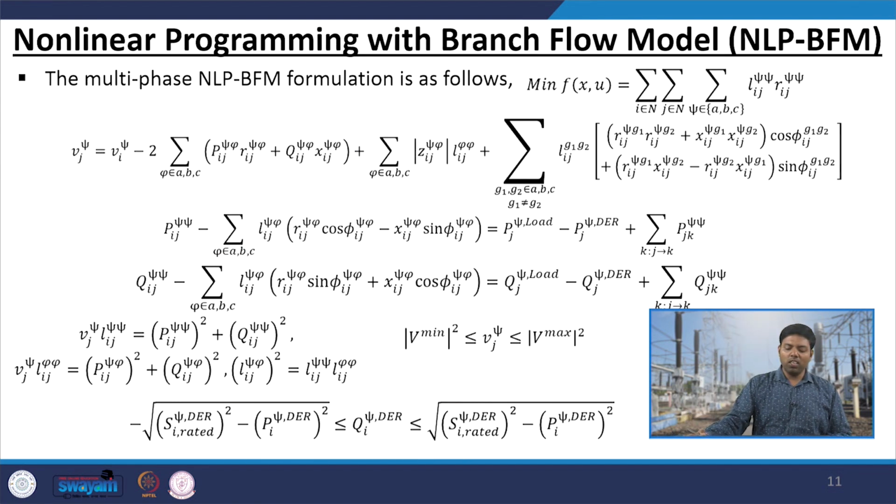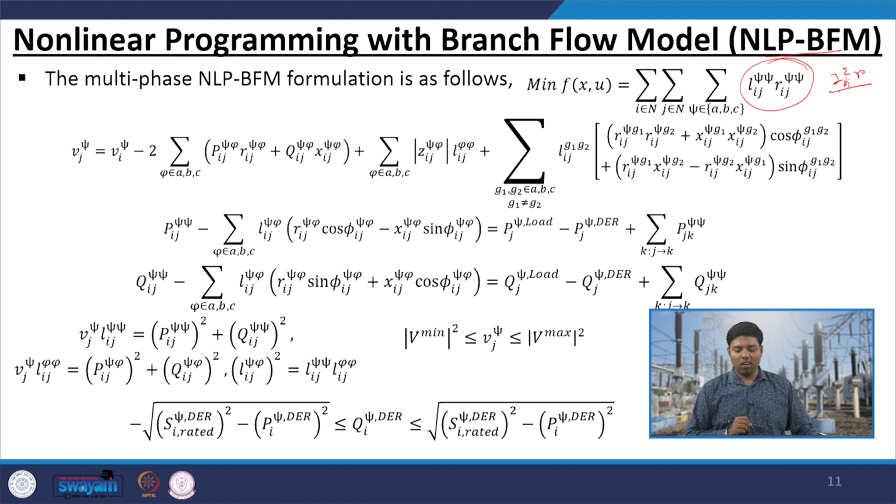So, if you formulate with the nonlinear programming branch flow model, you will see that the loss is now I square R for the current flow, Iij square Rij. That means, if you have an ith and jth bus, if the current is Iij and the resistance is Rij, then your loss is I square R. So, this l is actually your I square, right.